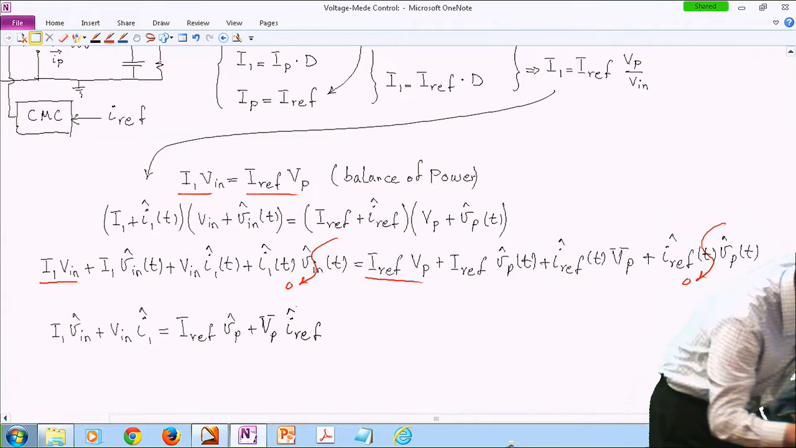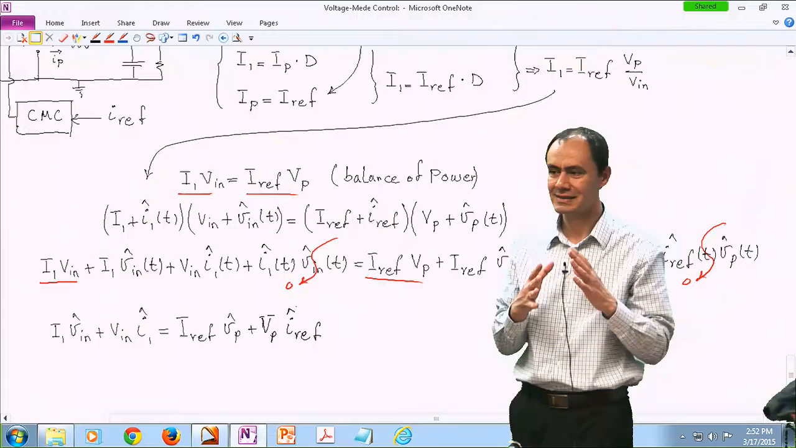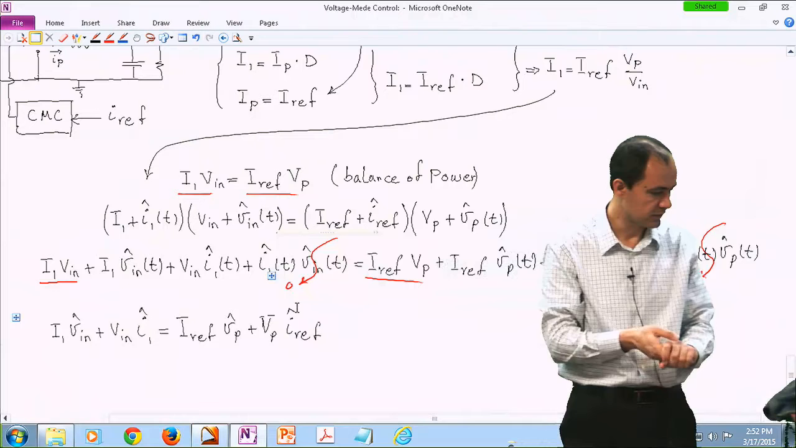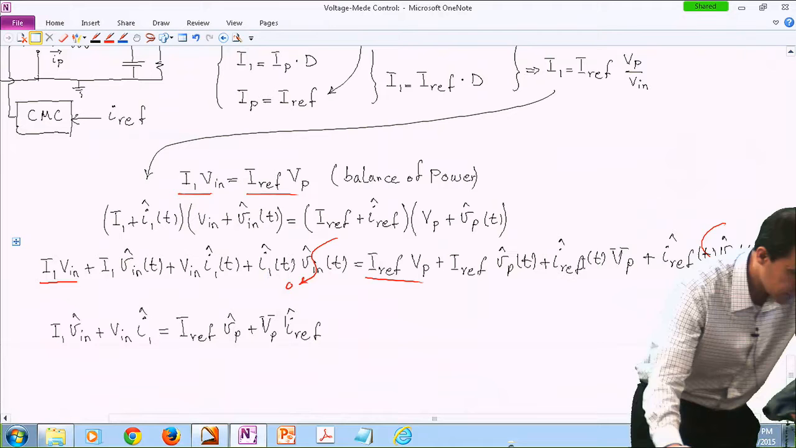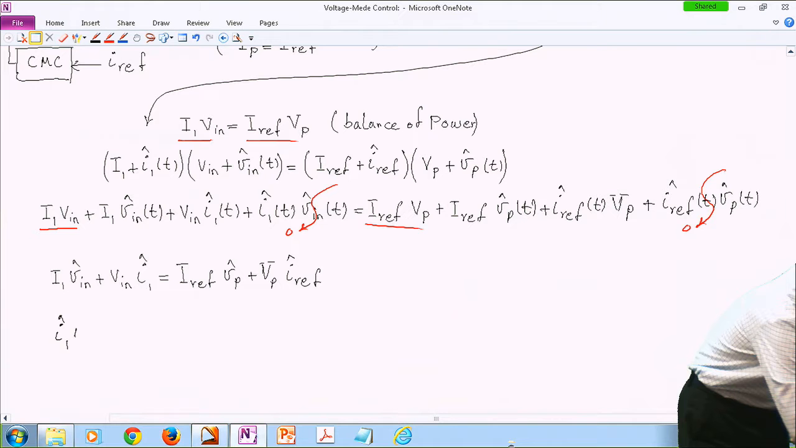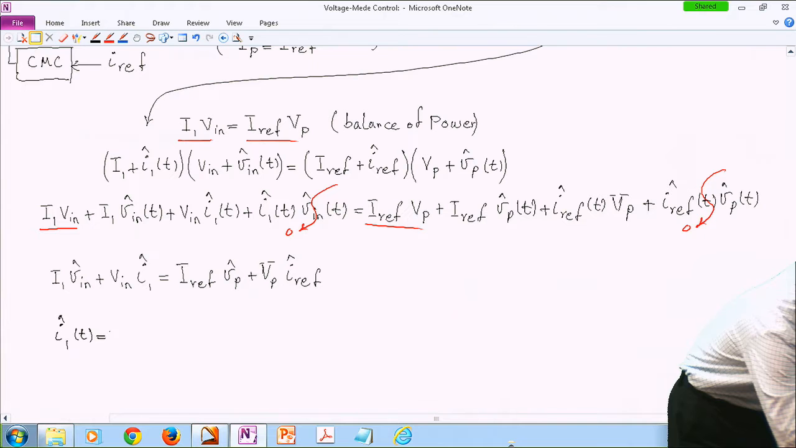Okay, so remember, in all of these small signal models, our DC steady state values appear like here: I1 capital, VN capital, IREF capital, and VP capital are the DC values that come from our DC analysis. All right, so now I'm going to actually write I1 equals and move everything to the left-hand side. I'm sorry, right-hand side.